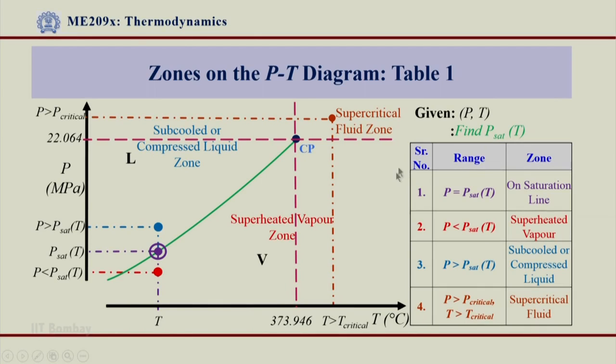So, this is the way that after referring to table 1, from where I get the value of Psat(T) for a given temperature, I compare the given P with this Psat(T) and come to different conclusions in order to know in which zone the given state lies.